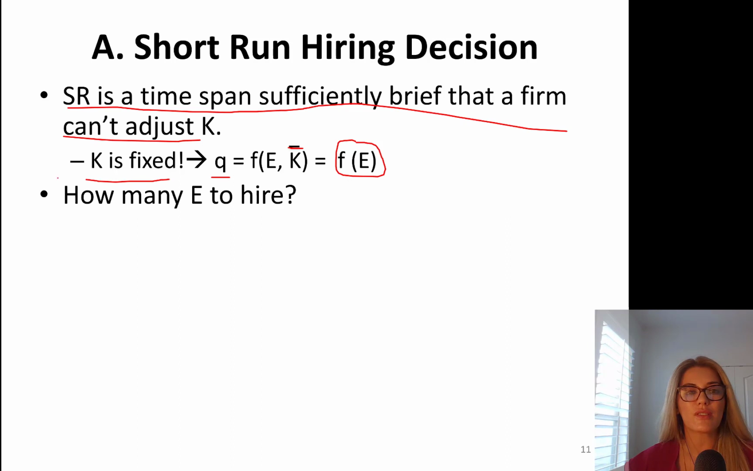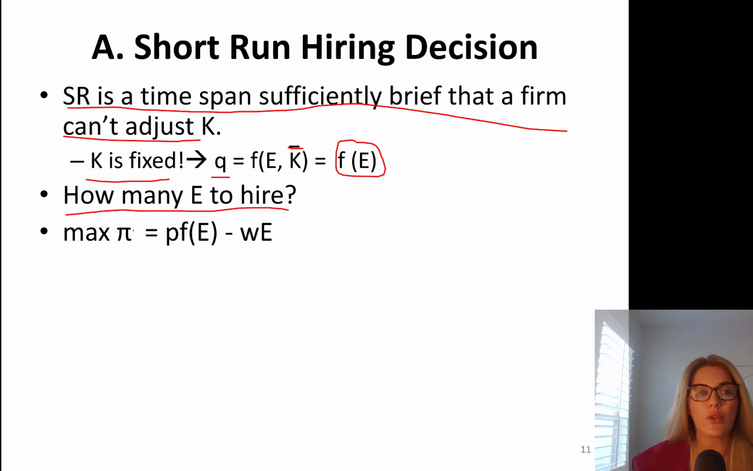How many workers to hire? Choosing the employment level is your main question here. So we're going to maximize our profits. The profit function is going to be a function of employment only. Why? Because price times the production function doesn't depend on capital, because capital is fixed. It's like a constant number. It's going to depend only on employment.